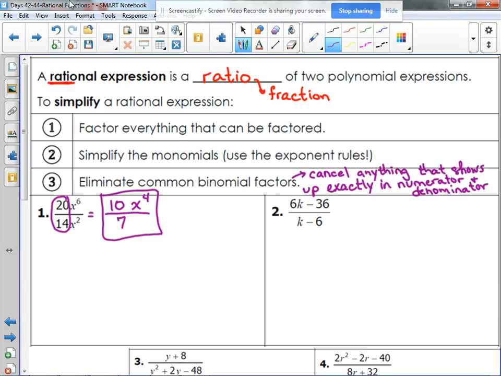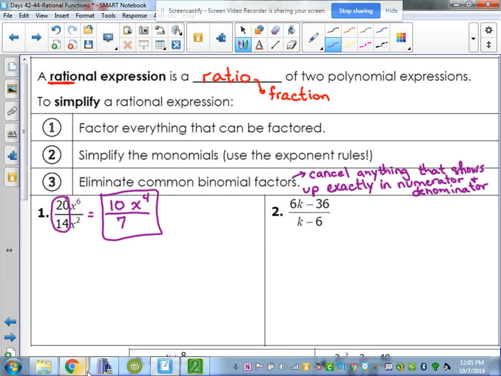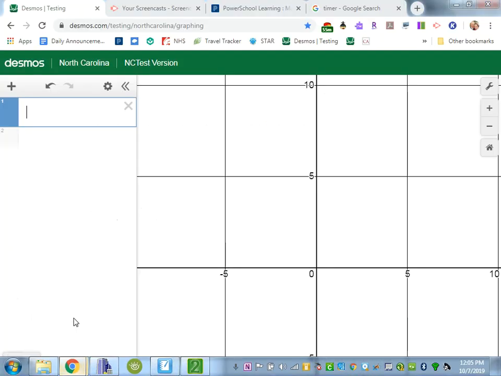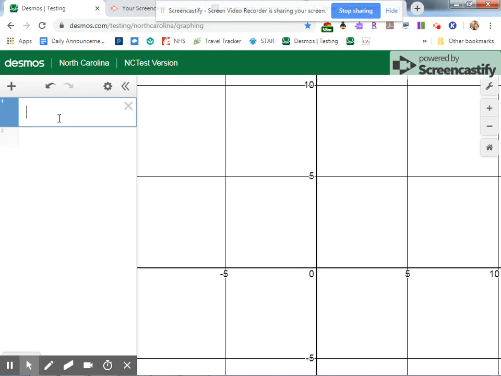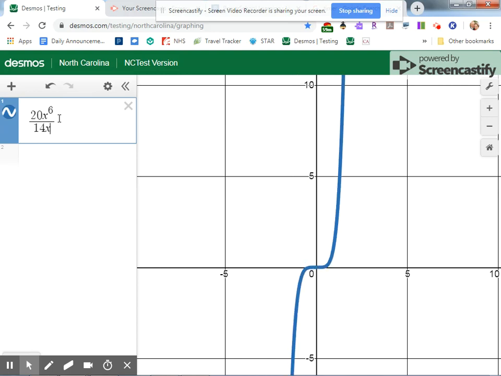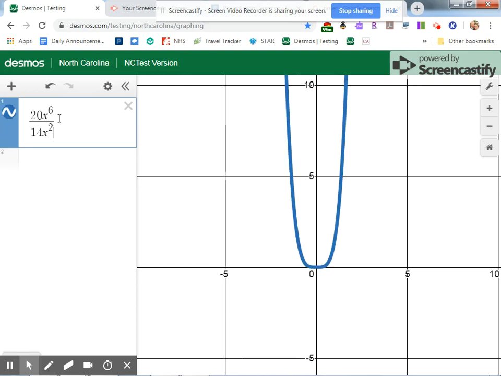Now, these are going to be multiple choice questions on the final exam. So let's look at a little strategy for handling that. We can graph the original. Now, there are 2 ways to put this in. The easiest way is, since it's a fraction, the first thing you should do is hit the division symbol on your keyboard. And look, it automatically starts that fraction for you. Type in the numerator there, 20x to the 6th. Type in the denominator, 14x squared. Okay, that's what our function looks like.